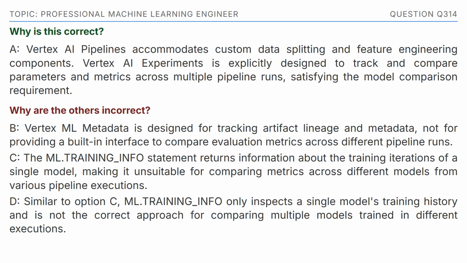Why are the others incorrect? B. Vertex ML metadata is designed for tracking artifact lineage and metadata, not for providing a built-in interface to compare evaluation metrics across different pipeline runs. C. The ml.training_info statement returns information about the training iterations of a single model, making it unsuitable for comparing metrics across different models from various pipeline executions. D. Similar to option C, ml.training_info only inspects a single model's training history and is not the correct approach for comparing multiple models trained in different executions.